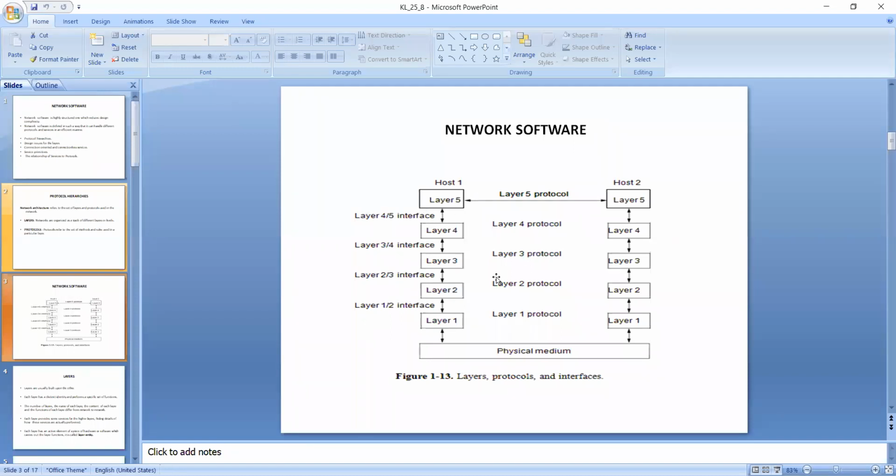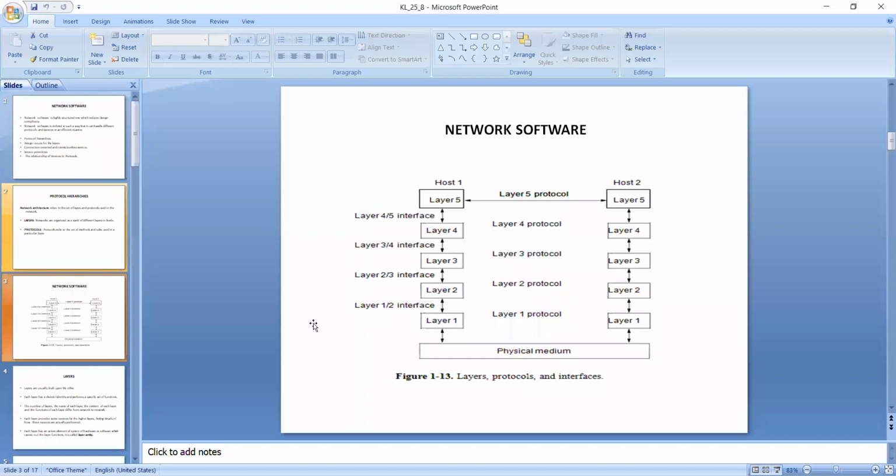Okay, next, the third point is the number of layers, the names of the layers, the functions of the layers, and the contents of the layers. Listen carefully. The number of layers: some network architectures may consist of 5 layers, some consist of 4 layers, some consist of 3 layers. Here we are naming the layers as layer 1, layer 2, layer 3, layer 4, like that. In some network architectures, they may use application layer, network layer, data link layer, like that. The names may be different.